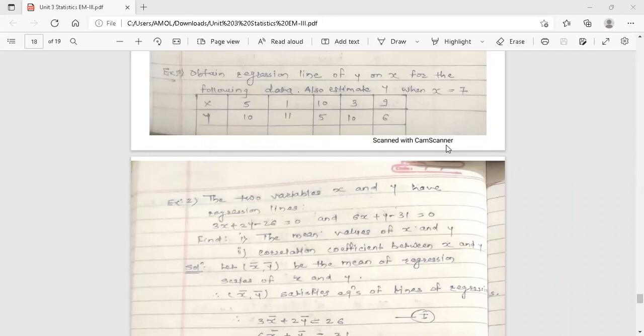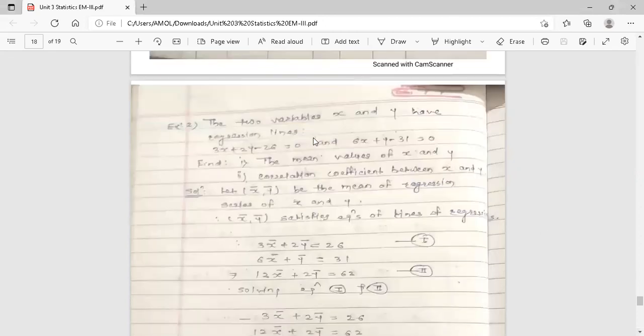Today's topic is regression lines. Actually, we started this topic in the previous lecture. Now here, we are going to discuss one example on regression lines. This topic, regression line, is from the third unit, statistics.